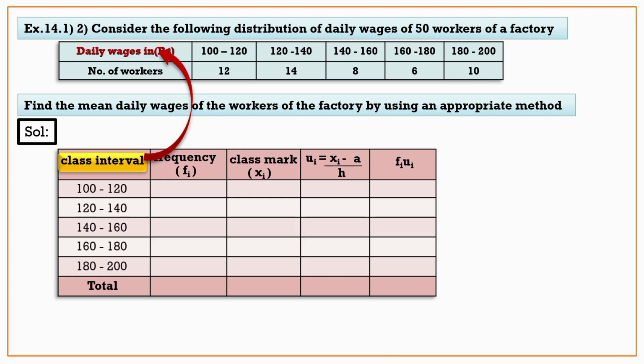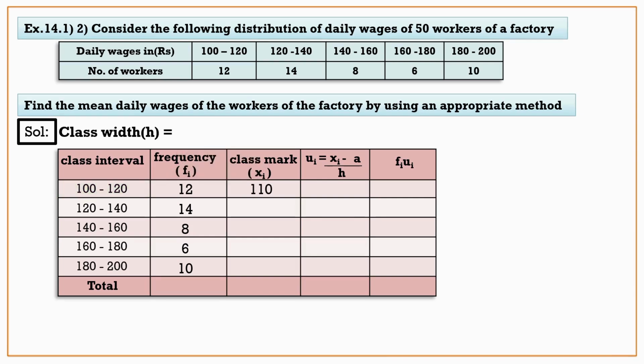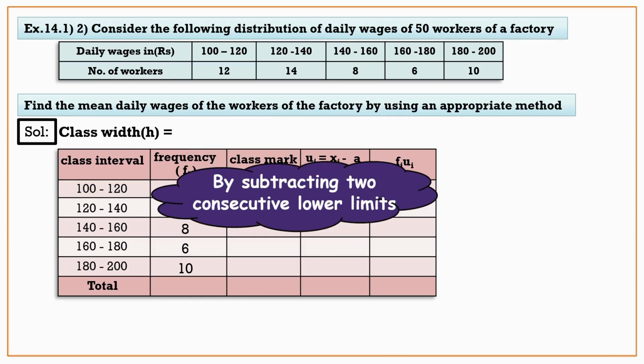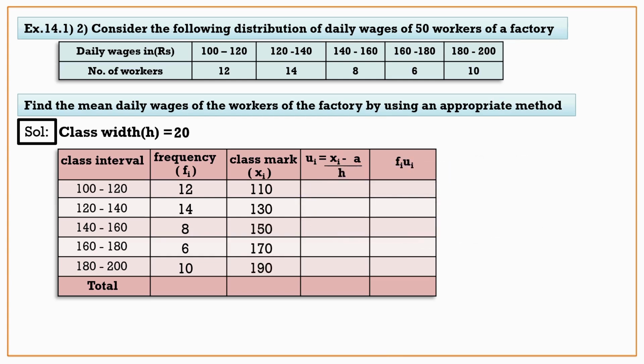So now let's copy the class interval over here. You can clearly see this is a continuous class. Now let's copy the frequency. Now let's calculate the class mark, that is lower limit plus upper limit by 2. Now let's calculate the class width. We will just subtract consecutive lower limits and we get 20 over here, and then we keep on adding h to xi to get the next xi. Okay, so now we got all the xi values.